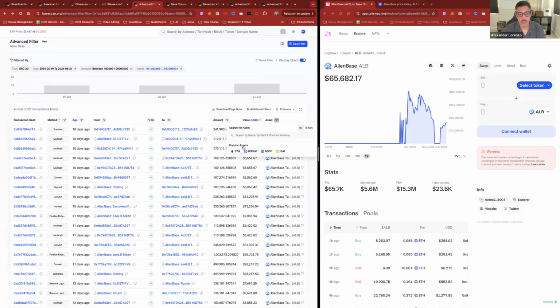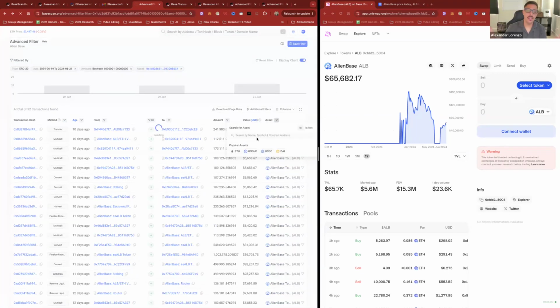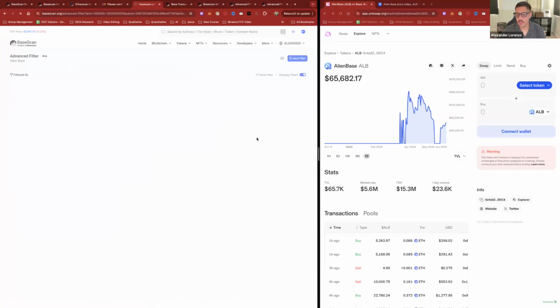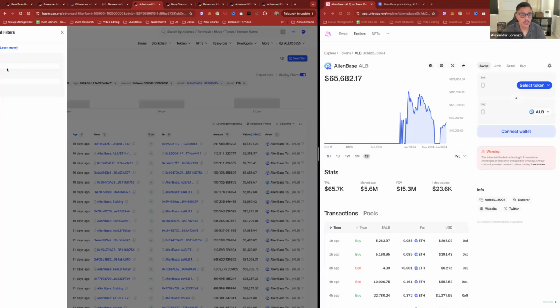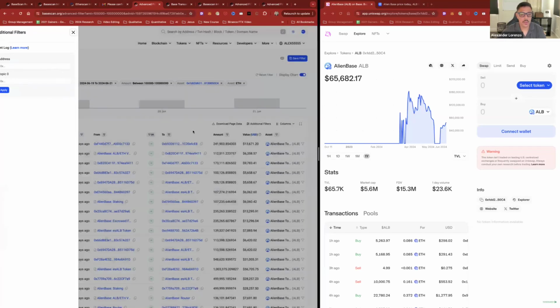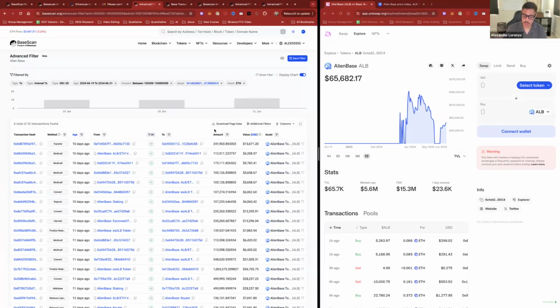I need to add ETH. But the thing is, if I add ETH, then it's going to open a world of every transaction ever with ETH, basically. So I wish there was a way where we could pick only ETH and USDC and alien-based transactions that interacted with the liquidity pool. If I could filter by that, that's when we'd find what we need.